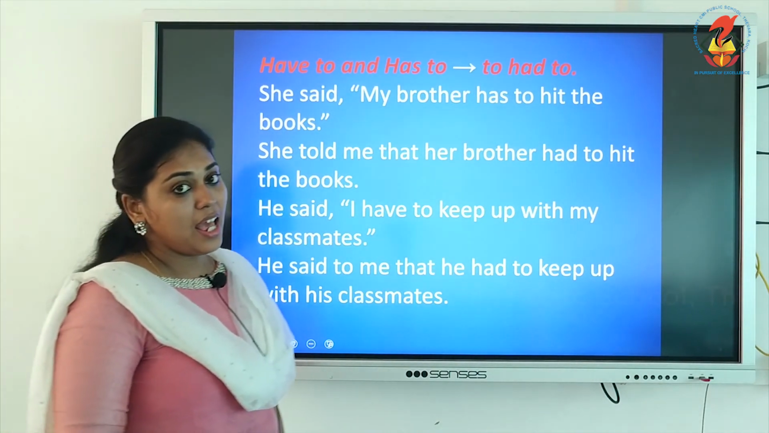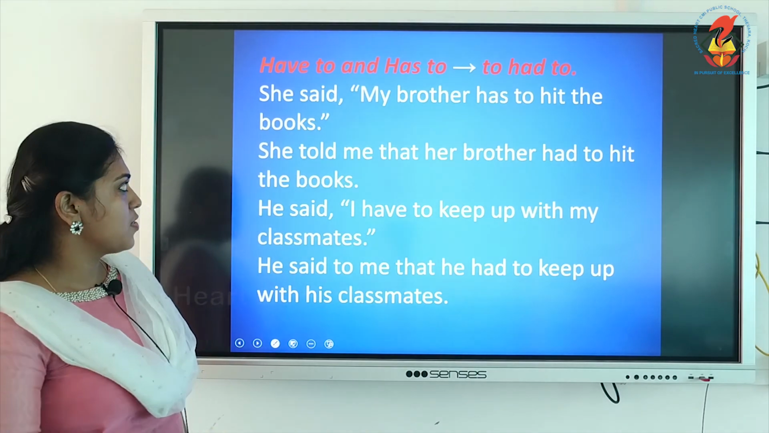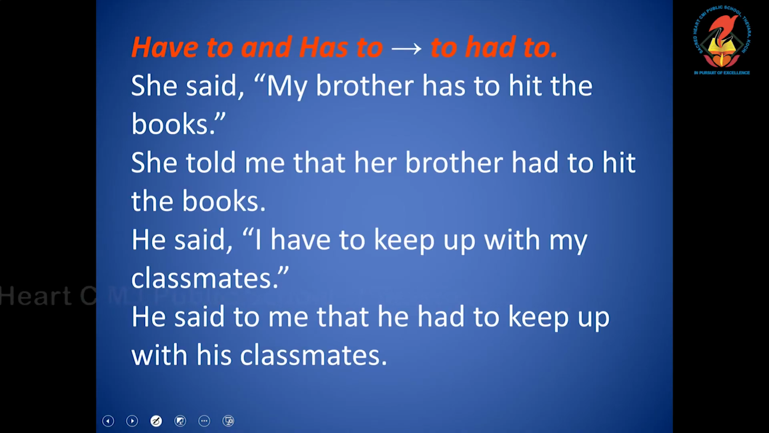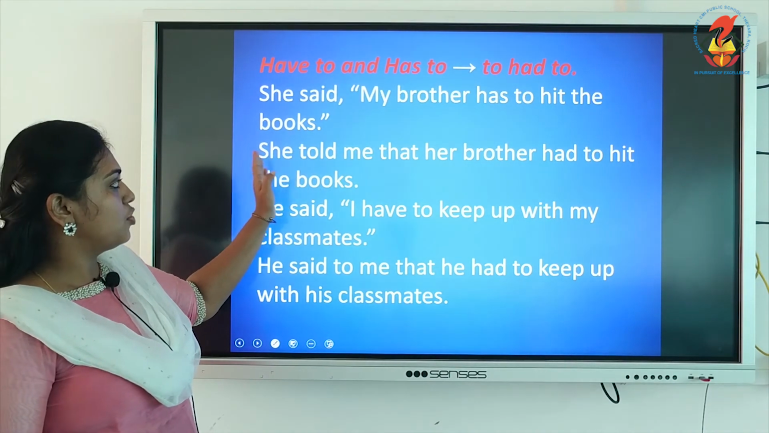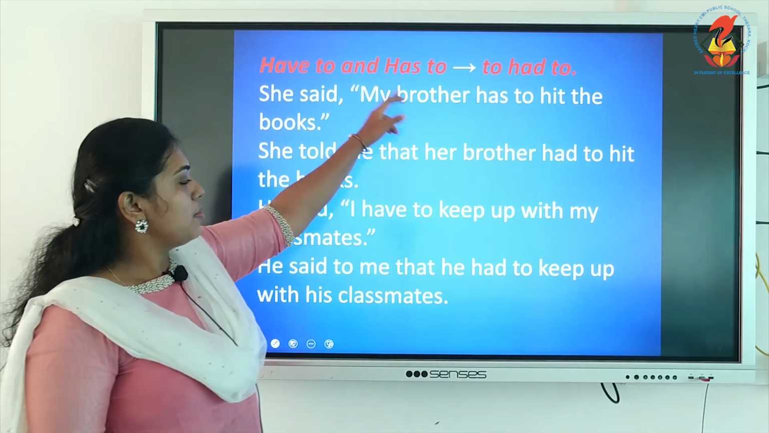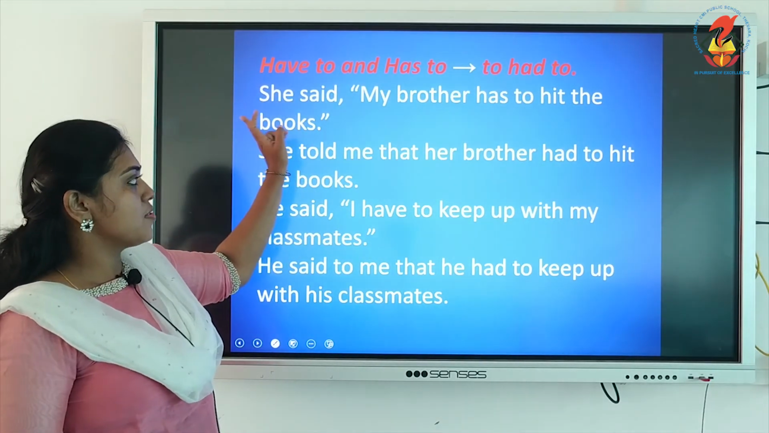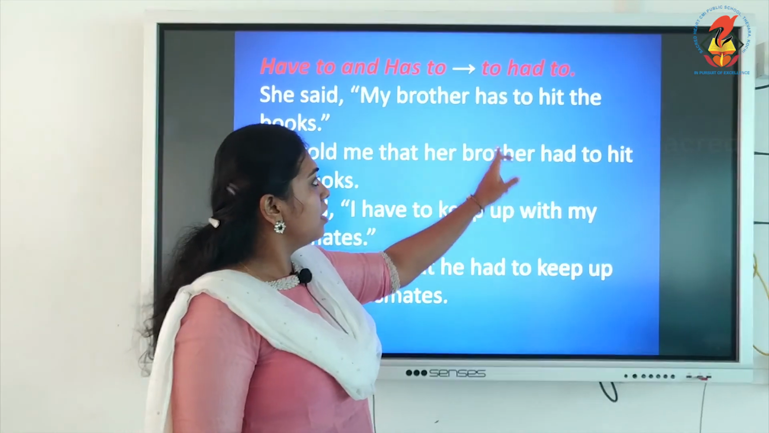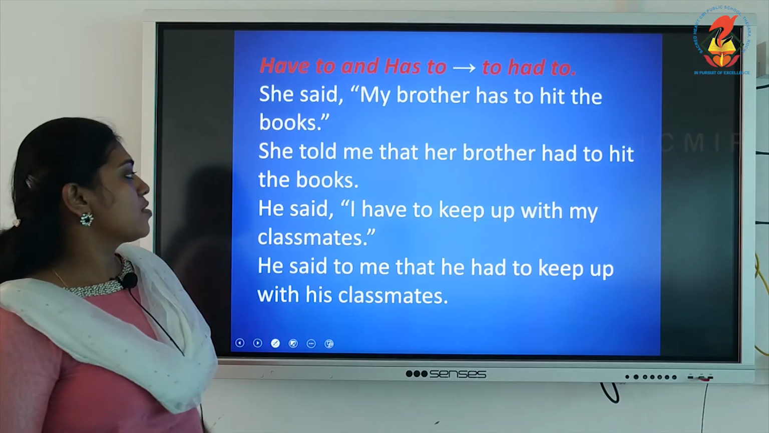Next one, when have or has comes in a sentence, it should be changed to had. We already saw that. Let's look at the example. She said, "My brother has to hit the books." So when you change it, you will write it as, she told me that my brother should be changed to, what is the subject here? She. So her. My should be changed to her. Her brother. Has should be changed to had. So had to hit the books.